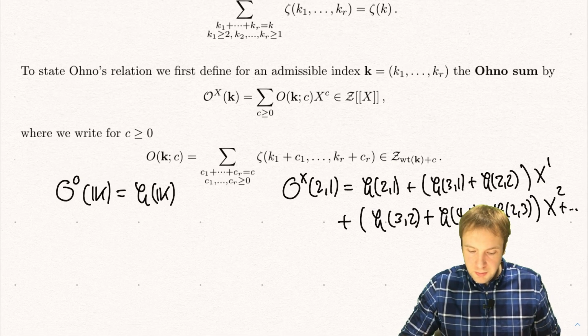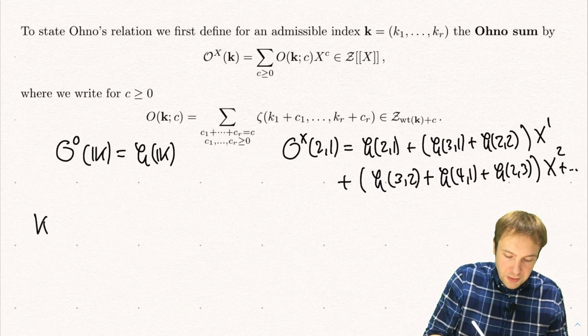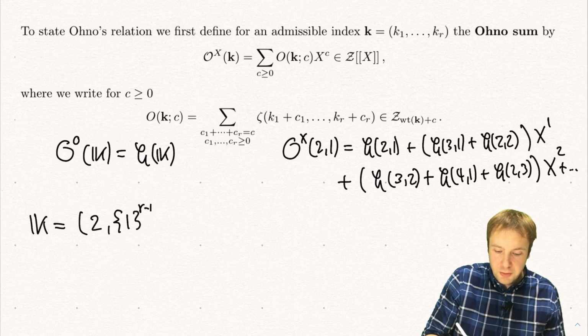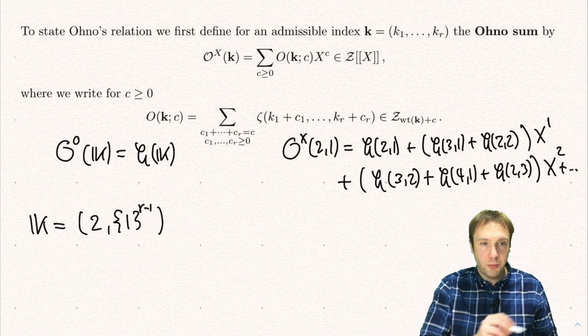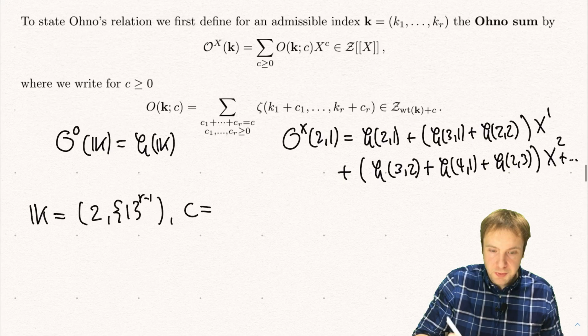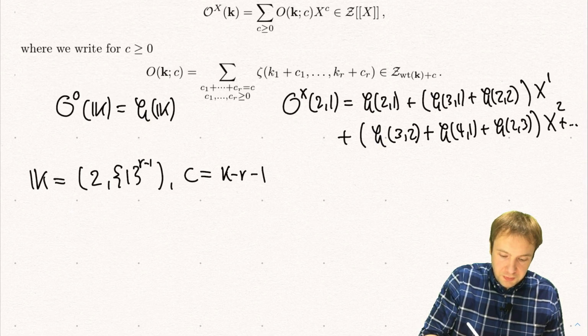Okay, so now let's consider a special case. If k is the index given by 2, and then r minus 1 ones, so it's 2, 1, 1, 1, 1, 1, and now consider C to be k minus r minus 1. So in this case, what is this coefficient? So this coefficient here, O of this index C.